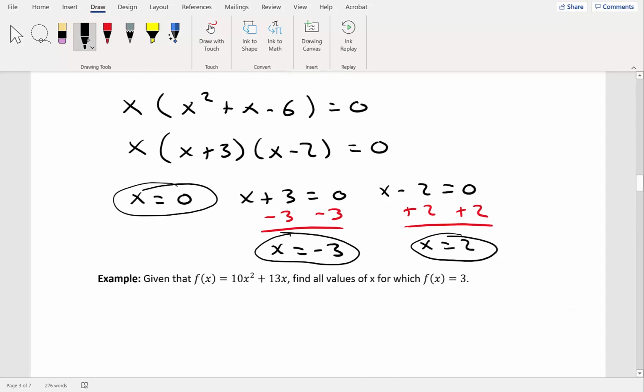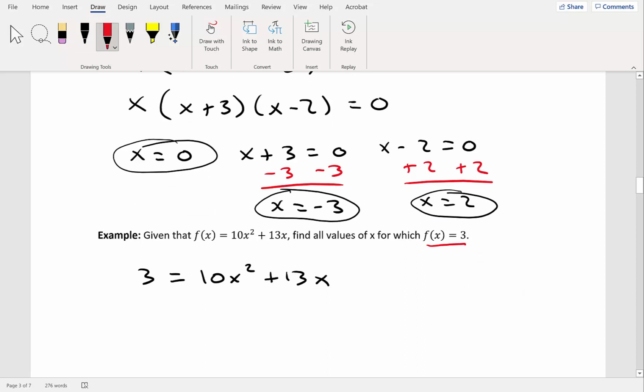Let's take a look at another one. The way that this is worded is a little bit different. It says, given that f of x is equal to 10x squared plus 13x, find all values of x for which f of x is equal to 3. So we want to figure out all the x values where f of x is equal to 3. Since we're trying to figure out all the x's for which f of x is equal to 3, let's change f of x to a 3. So we have 3 is equal to 10x squared plus 13x.